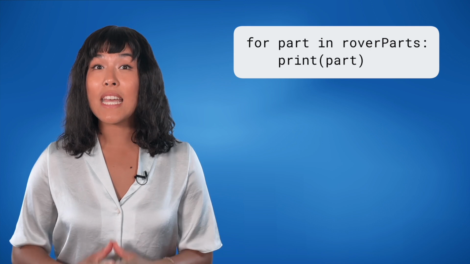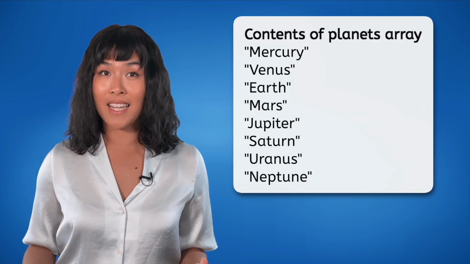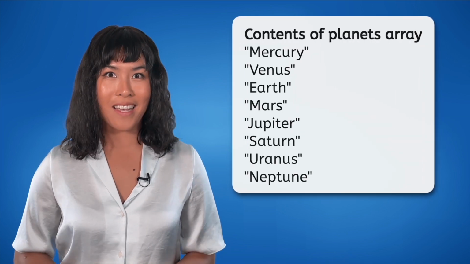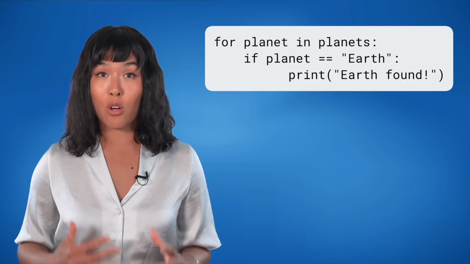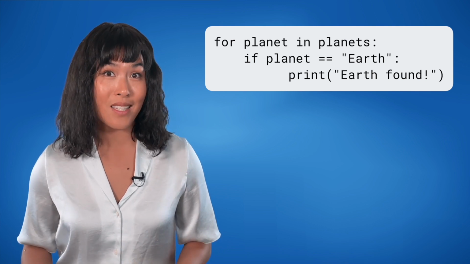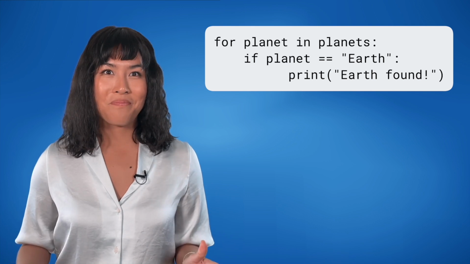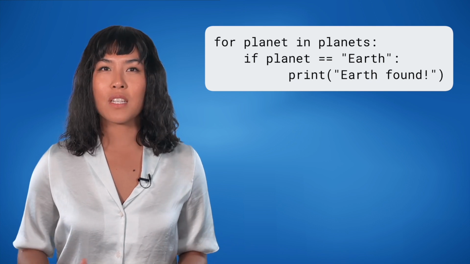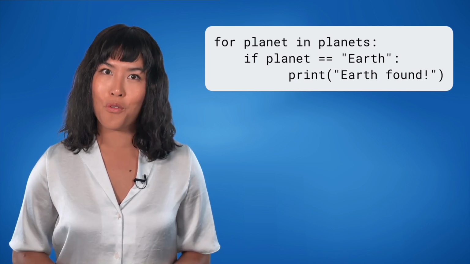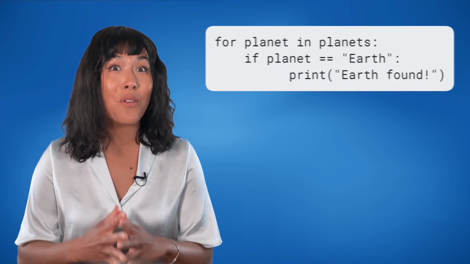Let's see how we can use an if statement within a for loop to check a condition for each item in our array. Suppose we want to find a specific planet, say Earth, in our planets array. We use a for loop with an if statement inside to check to see if the current planet is Earth. If it is, we can perform a specific action like printing Earth found. If this seems familiar, well, it is. We used for loops before to visit each number in a range of numbers. Now we are using them in a similar way to look at all of the elements in an array.